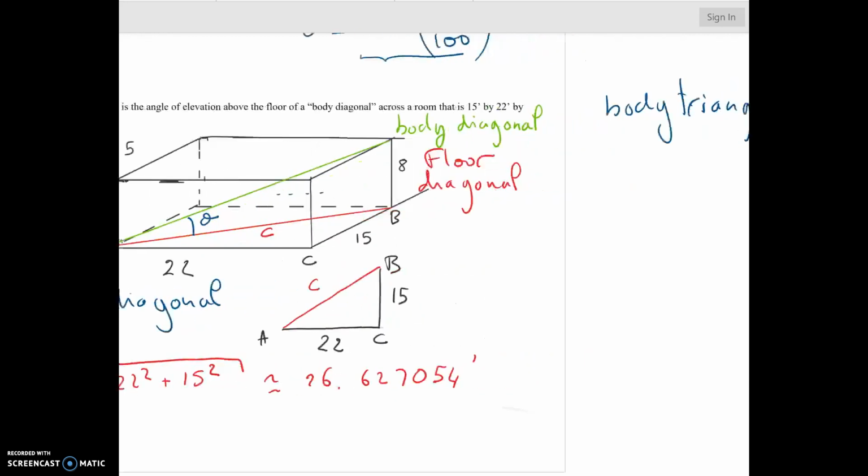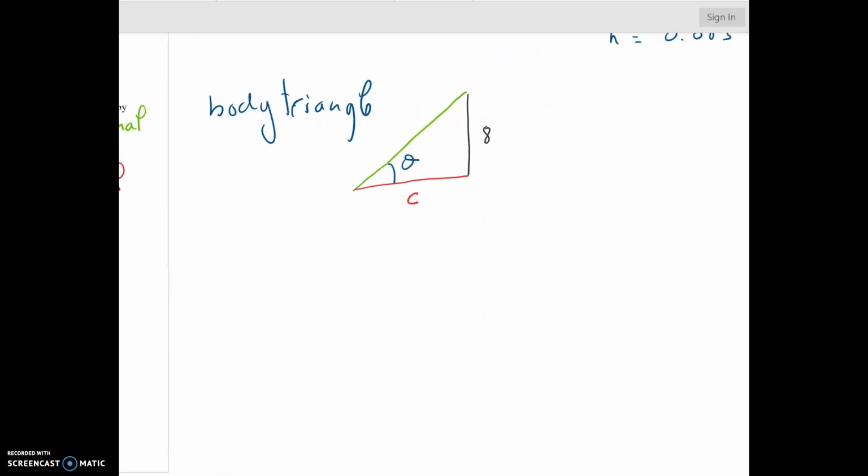Now, if I look at the body triangle, I end up defining that the tangent of the angle theta is equal to 8 over c. So theta equals tangent to the negative 1 of 8 over 26.627054 feet, and that gives me an angle of 17 degrees.